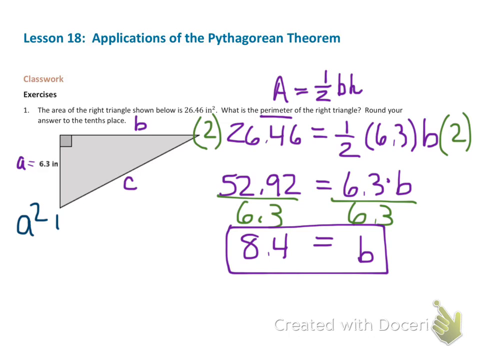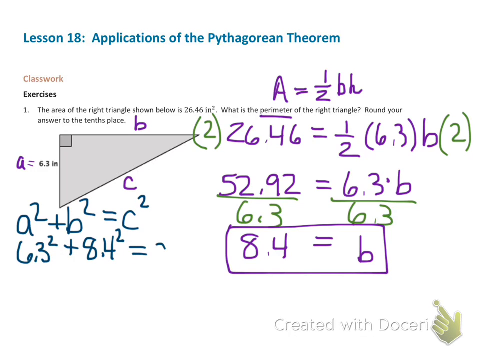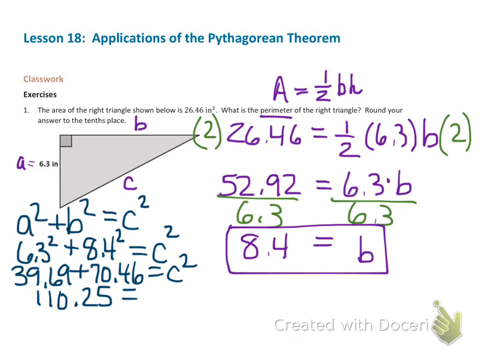So I've got a squared plus b squared is equal to c squared. I'm probably going to run out of room here. But a squared would be 6.3 squared, and then we know now that b is 8.4, and I want to square that. When I add those together, I get c squared. Taking 6.3 squared and 8.4 squared, I'm going to get 39.69, and 8.4 squared is 70.56. That's all equal to c squared. So I've got 110 and 25 hundredths is equal to c squared.